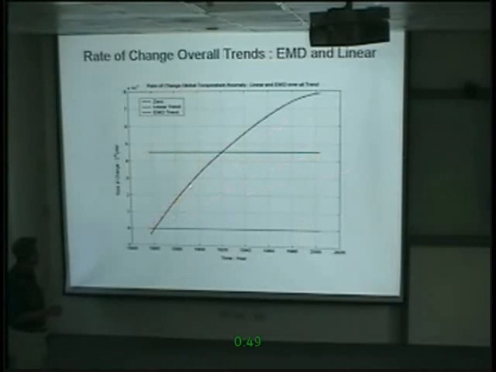If you draw a curvilinear trend, your increase rate is not constant. We're increasing much faster here than here. In other words, at the beginning of the record, we still have an increase, but the increase is much slower. So with this method, we can talk not only about the large structure, we can also talk about the small structure.